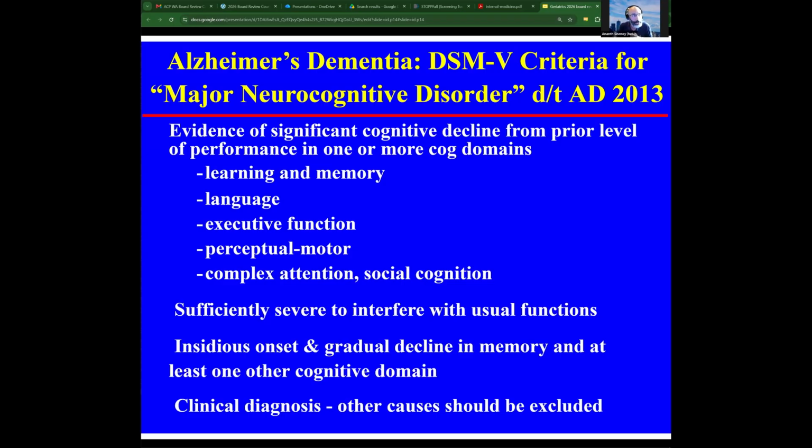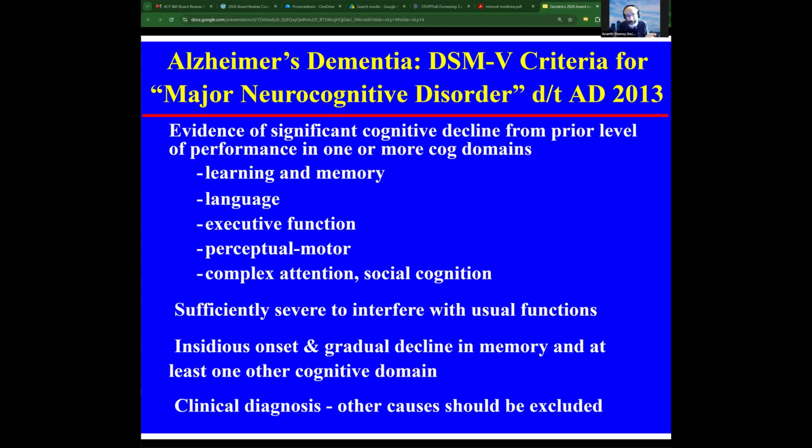So in terms of the diagnostic criteria for Alzheimer's, of course, it involves a significant decline in cognitive function and involves classically at least several domains. So it's not just memory, but it's also language or executive function, perception or attention, and social cognition. So it's different aspects of the brain. In fact, this is a hallmark of dementia syndromes in general. And one of the other aspects is that crossing from mild cognitive impairment into dementia involves interference with usual functions. That is, there's some functional impairment.